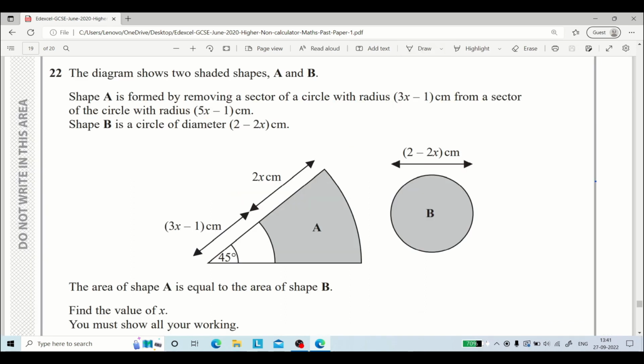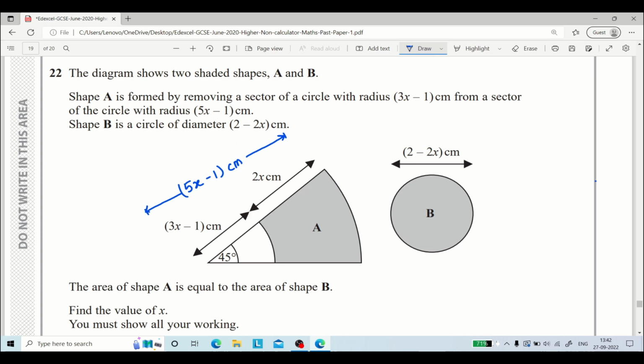Okay, so now let's start with question number 22. I'll read it out for you. The diagrams show two shaded shapes, A and B. Shape A is formed by removing a sector of a circle with radius 3x minus 1 centimeter from a sector of the circle with radius 5x minus 1 centimeter, which means this part. This radius is going to be 5x minus 1 centimeters. This.